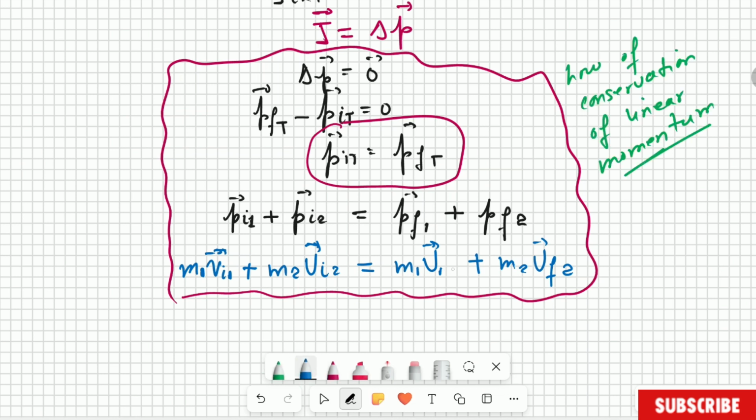Valid point. This is the final velocity of object 1. Okay, final velocity of object 1. Yeah, point taken, it's fine. You're right.